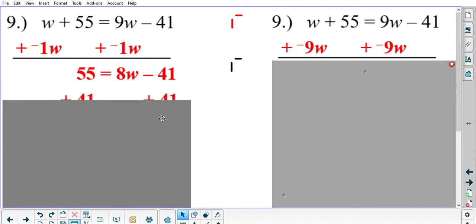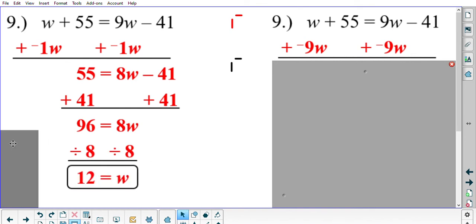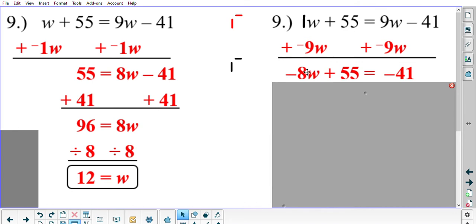Then you'll do inverse operations. You'll add by 41. You will later divide by 8. That will give you 12. For those of you who added by negative 9w to both sides, please remember that the w up here is the same as 1w. And then you will get negative 8w on the left plus 55 equals negative 41.